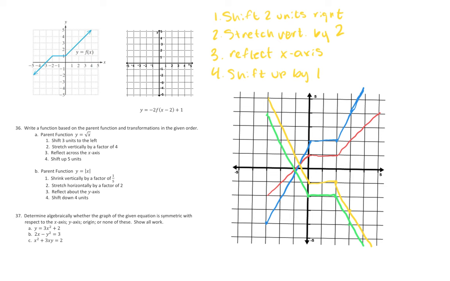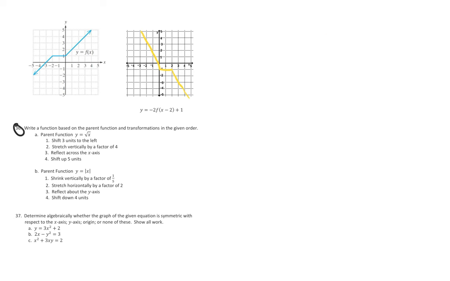So that yellow graph is going to be our final transformation. This next question is asking us to write this function with the transformations based on our parent function y equals the square root of x. So just going down the line, step 1 is to shift 3 units to the left, which means we're going to do that inside of our function. So we're going to say y equals the square root of x plus 3.